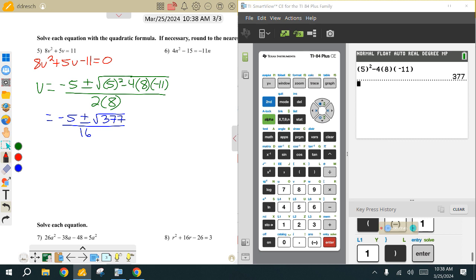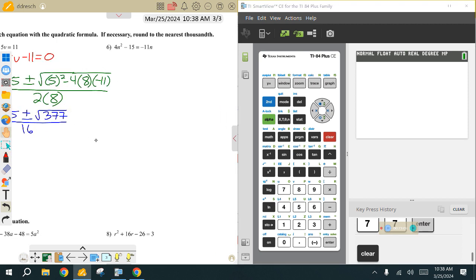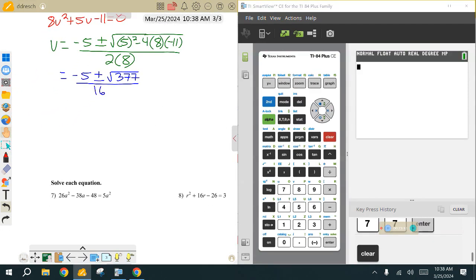Now, I always check to see 377, is that a perfect square? Is 377 perfect? No, it definitely is not. So, get that ugly thing off my calculator. Now, what did the directions say on this one, though? Does it say simplest radical form? Round to nearest what? Thousandths, it says.